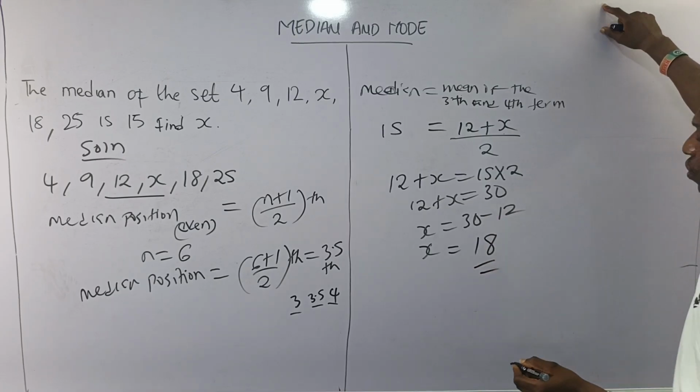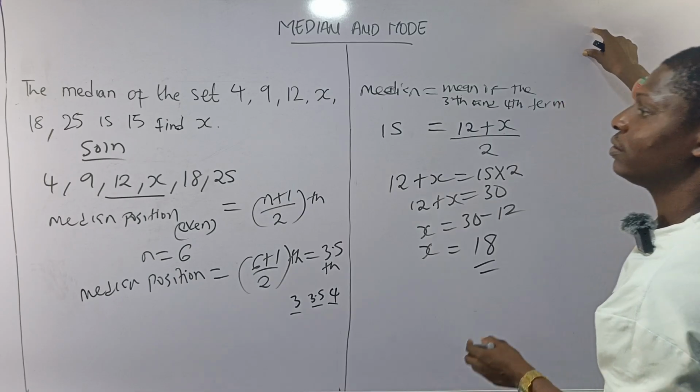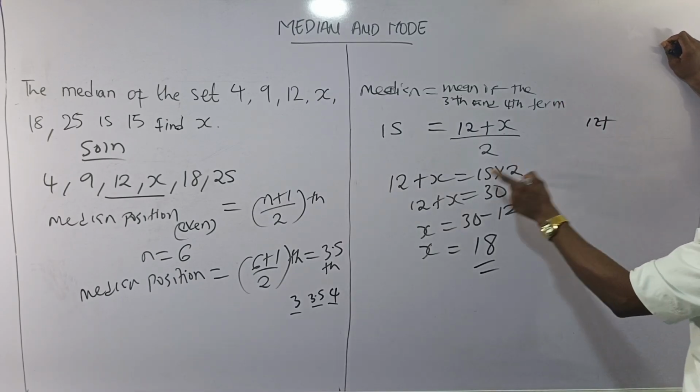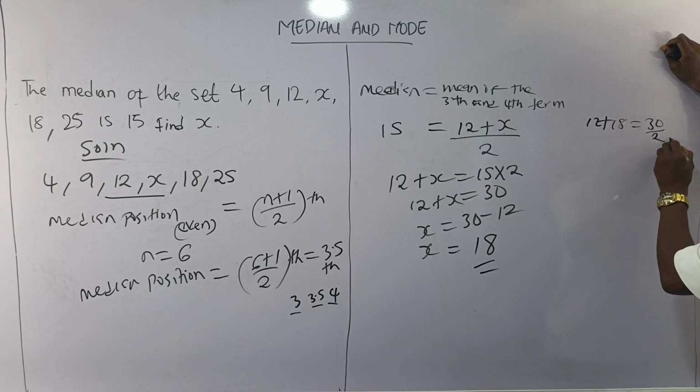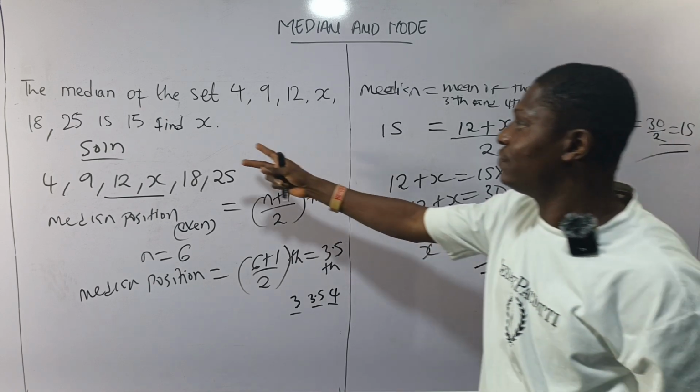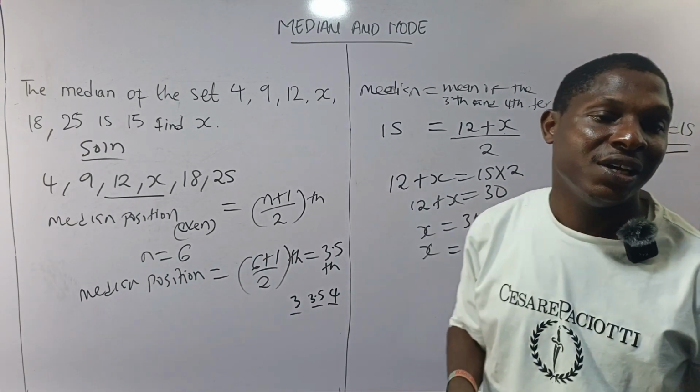So our value of x is 18. Let's check. 12 plus 18 will give me 30. And 30 divided by 2 will be equal to 15. So we have our median as 15 when checked. So our value of x is 18, which is correct. Thank you.